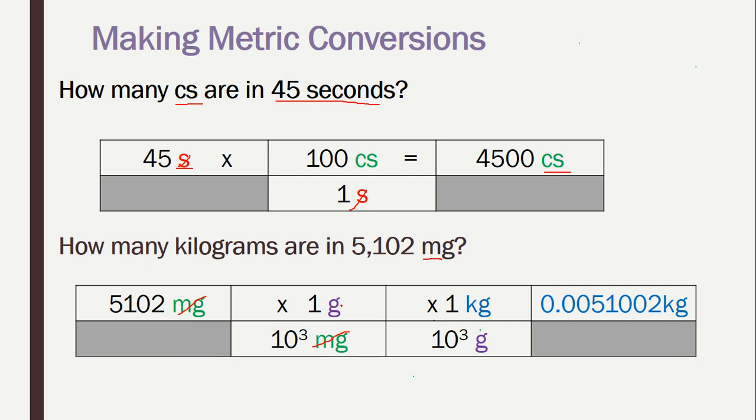Now we have to go from grams, our base unit, to kilograms, which is the unit of our answer. And to do that, we're going to need grams in the denominator so that the grams cancel. And the relationship of grams to kilogram is you need 10 to the third grams to equal 1 kilogram. And that cancels the grams. And now we multiply the tops, 5,102 times 1 times 1 divided by 10 to the third times 10 to the third. And you get 0.0051.